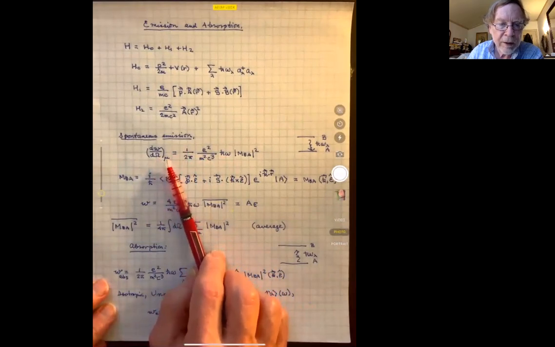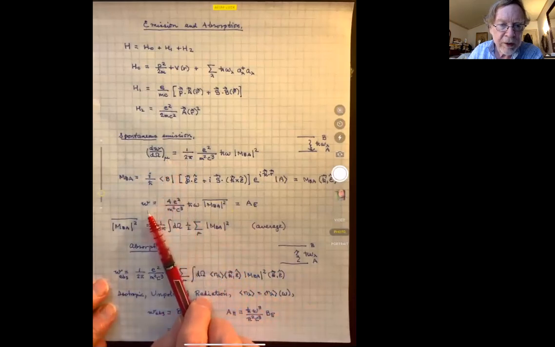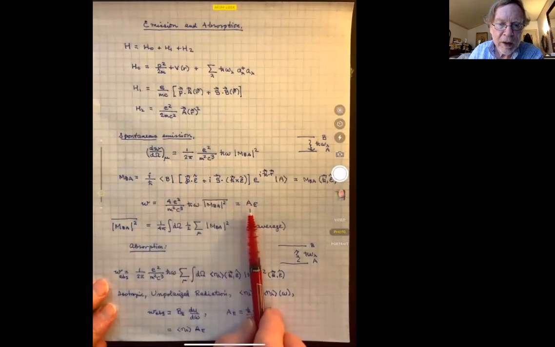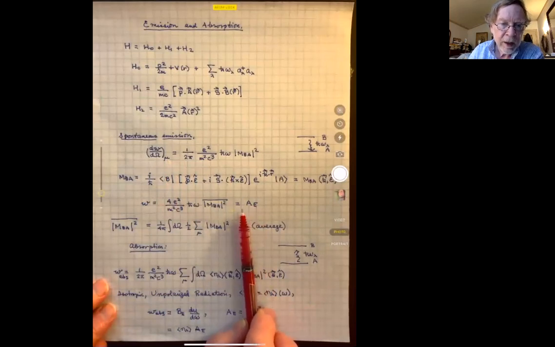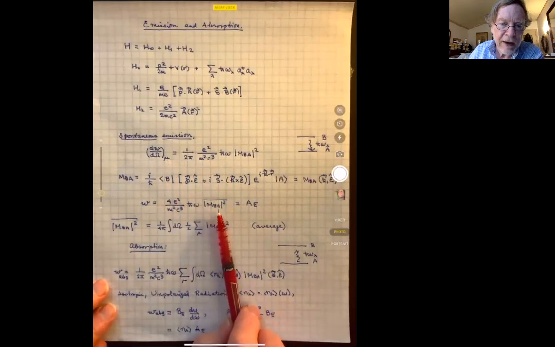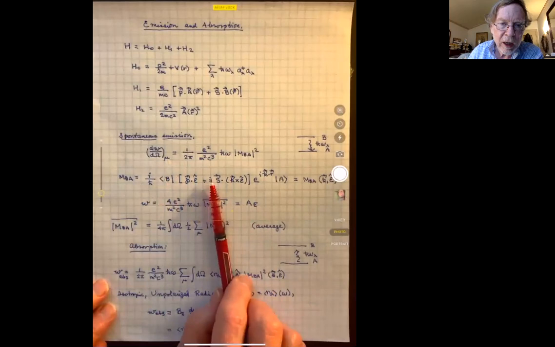In any case, integrating also, summing over the polarizations, gives us the total transition rate, which I just write as W, except people oftentimes write that as the Einstein A coefficient, which I denote by A sub E, where E stands for Einstein. The Einstein A coefficient is, by definition, the total rate of spontaneous emission. And it can be expressed in terms of a certain average, which is what this overbar means, of the square of this matrix element.